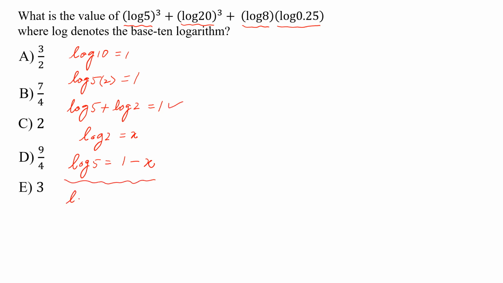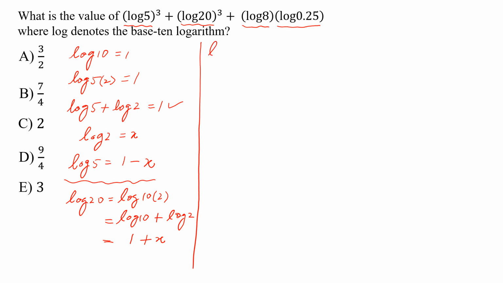Now log 20 will be equal to log (10 × 2), and by using the log property this is equal to log 10 + log 2. Log 10 is 1 and log 2 is x, so log 20 is equal to 1 + x. Now for log 8, we can write this as log 2^3, and by using the log property, 3 log 2, and log 2 is x, so log 8 is equal to 3x.